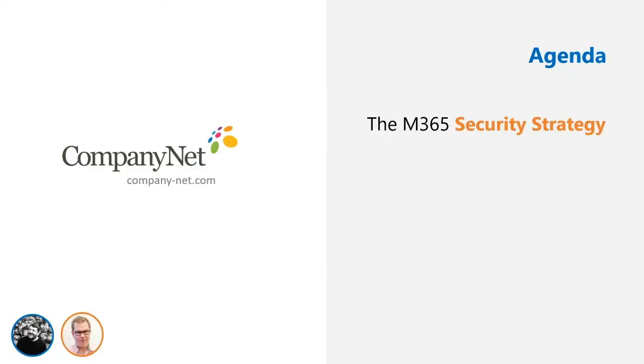So first and foremost, let's step through the agenda. Today we're going to talk about, first and foremost, the M365 security strategy. So talk about the zero trust model, how important that is now, what it means. We'll talk about the individual elements that make up the model. We'll show you the model without showing you too much about the products and services that make up the model.